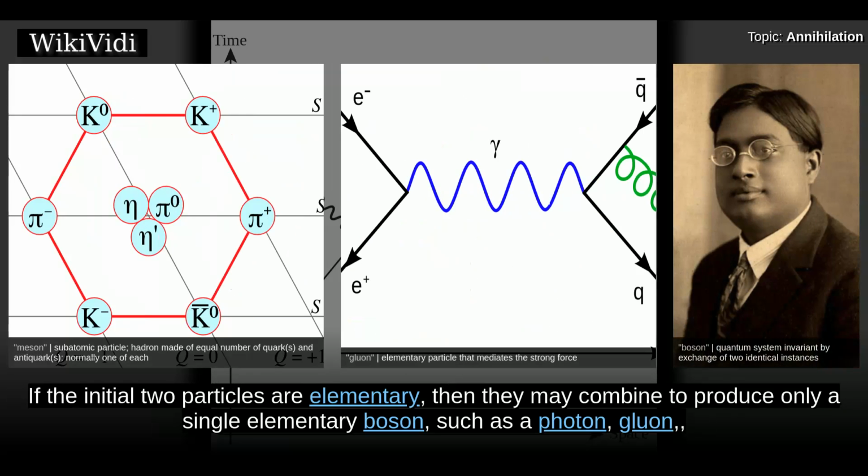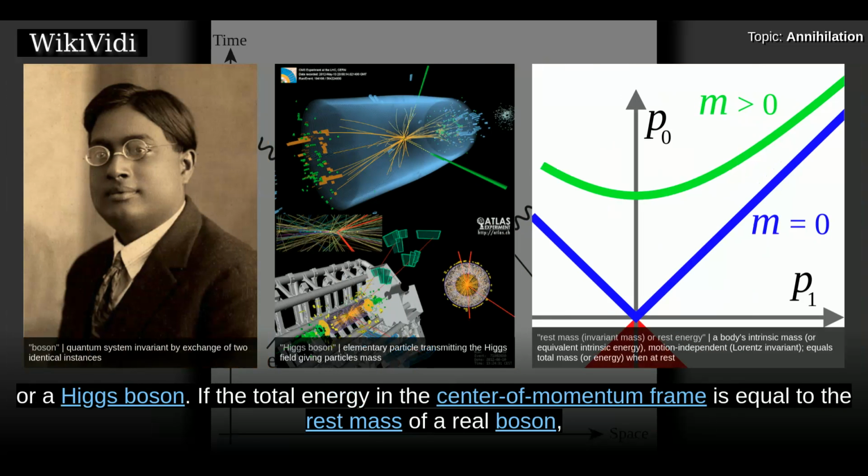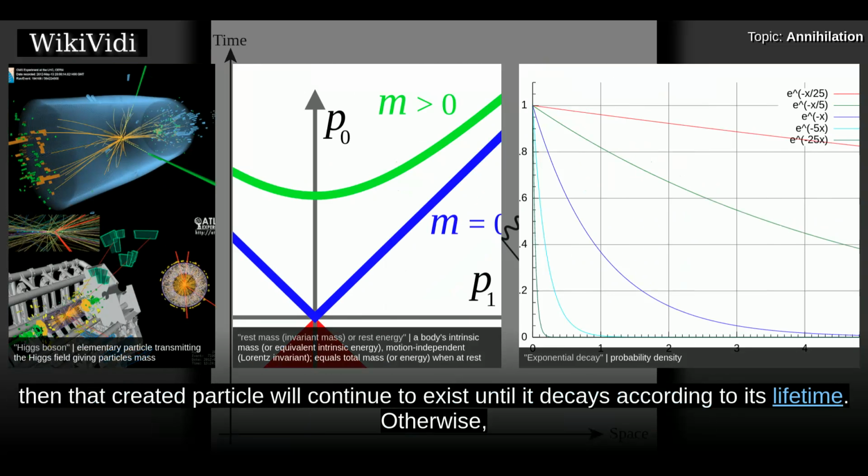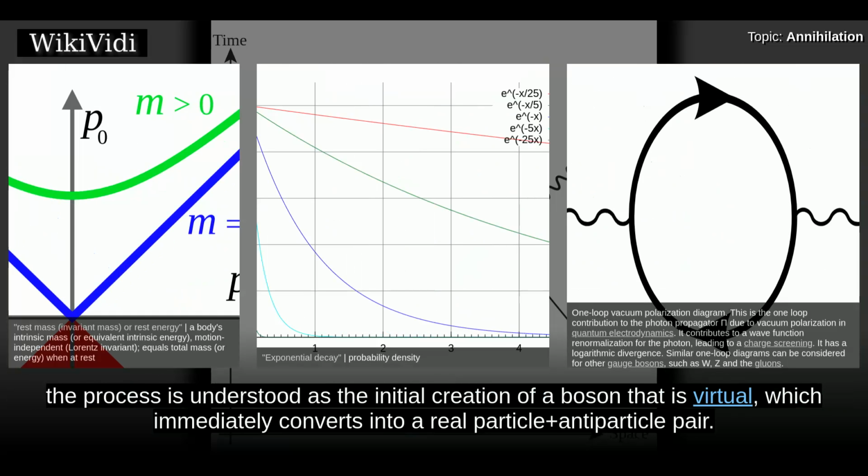Production of a single boson. If the initial two particles are elementary, then they may combine to produce only a single elementary boson, such as a photon, gluon, or a Higgs boson. If the total energy in the center of momentum frame is equal to the rest mass of a real boson, then that created particle will continue to exist until it decays according to its lifetime. Otherwise, the process is understood as the initial creation of a boson that is virtual, which immediately converts into a real particle plus antiparticle pair.